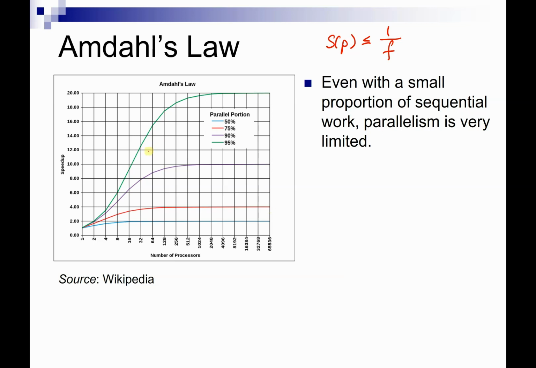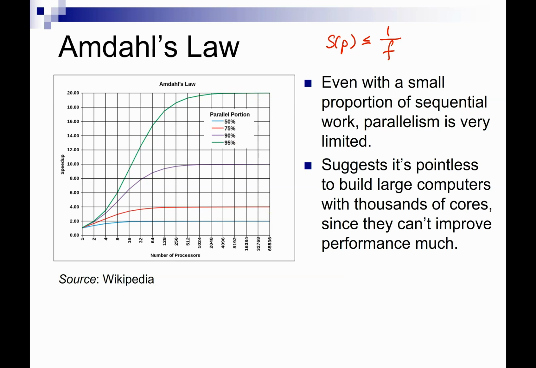And even for this green line, here you have 90%, 95% of your program is parallelizable. There's only 5% that's sequential, and yet you see that we can never get more than 20x speedup. Even if you use, let's say, 1,000 processors over here, you're getting something like 19 times speedup. So you have 1,000 processors, but you get less than 20x speedup.